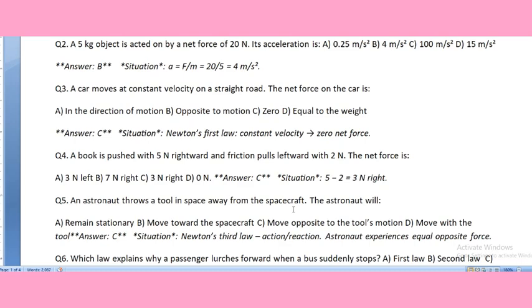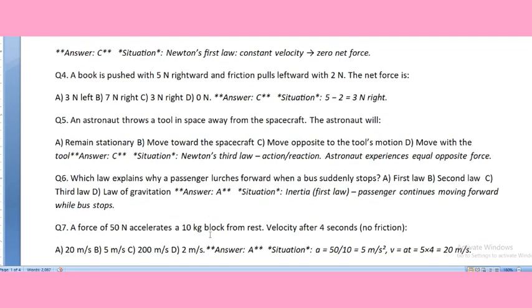Question number 5. An astronaut throws a tool in space away from the spacecraft. The astronaut will, choice A, remain stationary. Choice B, move toward the spacecraft. Choice C, move opposite to the tool's motion. Choice D, move with the tool.